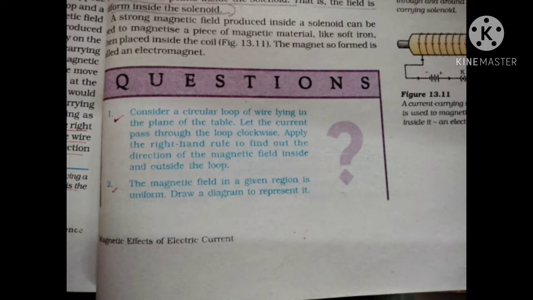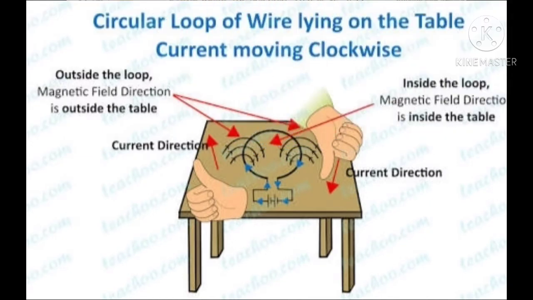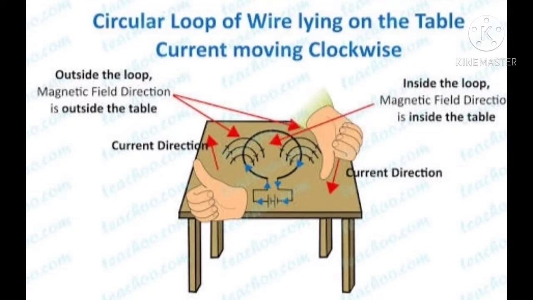Consider a circular loop of wire lying in the plane of a table. Let the current pass through the loop clockwise. Apply the right hand rule to find out the direction of the magnetic field inside and outside the loop. Now this question can be understood with the help of this picture. The current carrying circular loop is placed on the plane of a table, as you can see, and the current is moving in a clockwise direction.